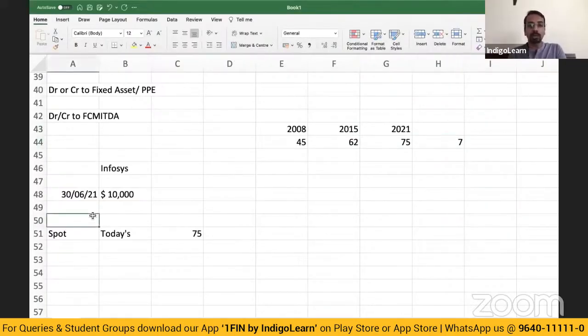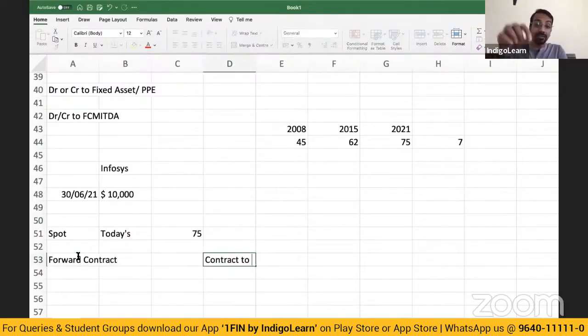Now, Infosys wants to safeguard its position. So what it can do is it can enter into a forward contract. Forward contract means what? Contract to. Now, since Infosys will receive this $10,000, they have to sell this $10,000 after 6 months. So contract to sell $10,000.